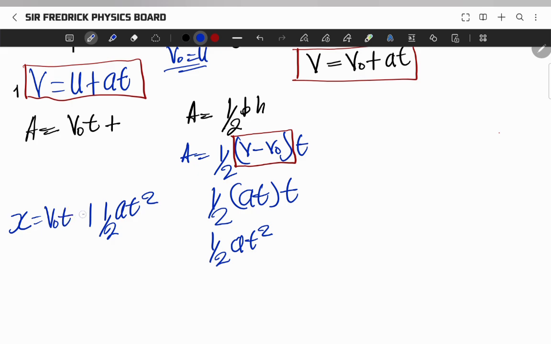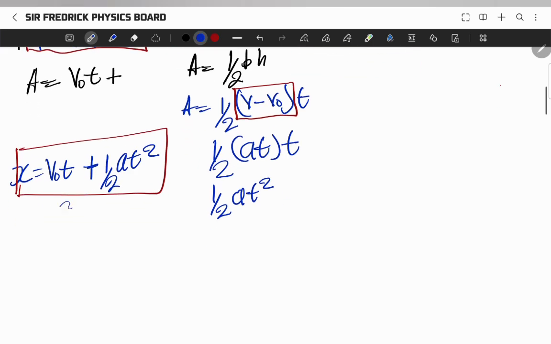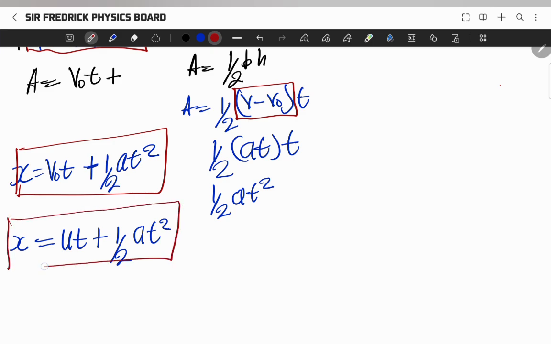Okay, and we know we've seen this formula before, and this is our second formula that we've derived. Other versions of this expression are also written as ut plus half at squared. This is the same formula that we have.